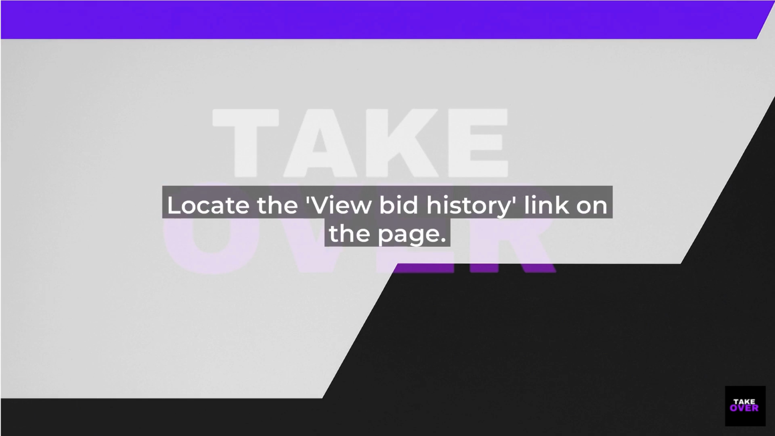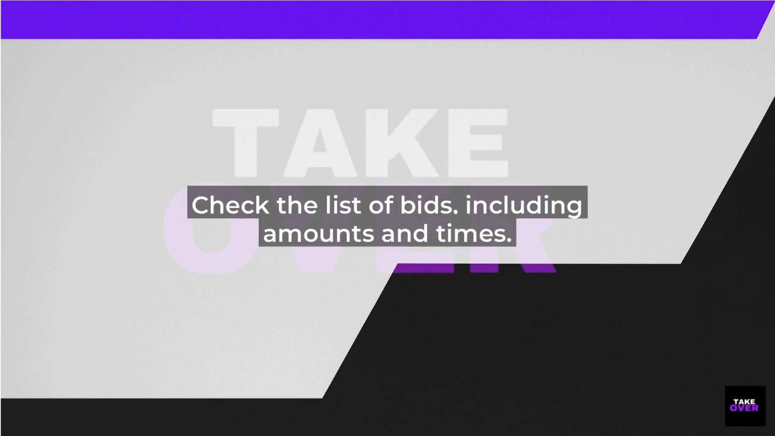Scroll down a bit until you see the bidding or history section. eBay might label it differently, but it's usually near the seller's info or under the item description. Look for a link that says View Bid History or something similar. Click on that, and eBay will display a list of all the bids placed on this item. You'll see details like the bidder's usernames, the amount they bid, and the time of their bid.